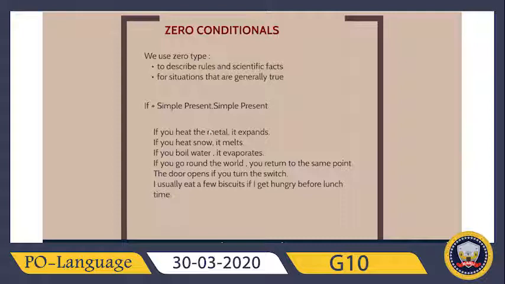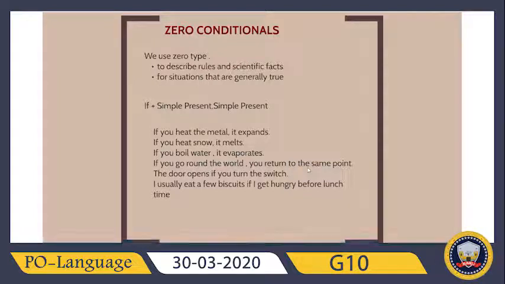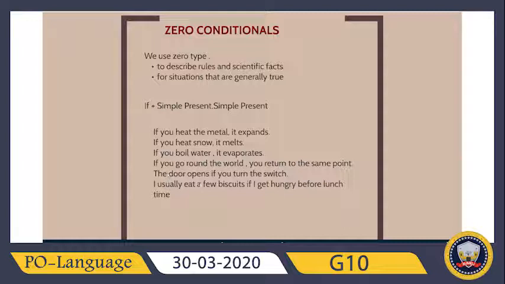Second example, if you hit snow, it melts. Of course. If you boil water, it evaporates. If you go around the world, you return to the same point. You don't need to be a genius to understand this. The door opens if you turn the switch. Of course, we always do it. I usually eat a few biscuits if I get hungry before lunchtime.